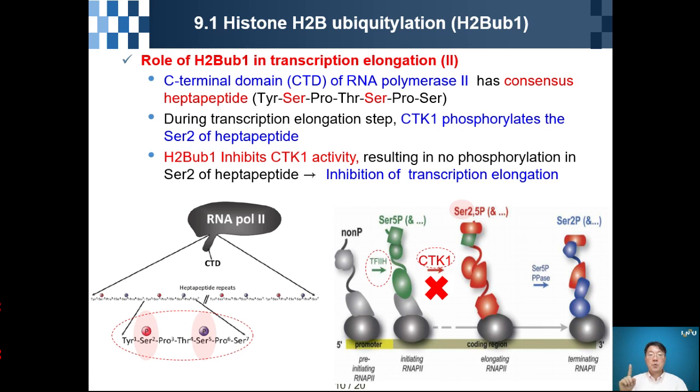So the first role of H2B-UB1 is that it facilitates nucleosome disassembly and assembly, and finally it facilitates transcription elongation. However, the second role of H2B-UB1 is that it inhibits CTK1 activity, resulting in no phosphorylation of serine 2 of the heptapeptides. So finally, it will inhibit transcription elongation.